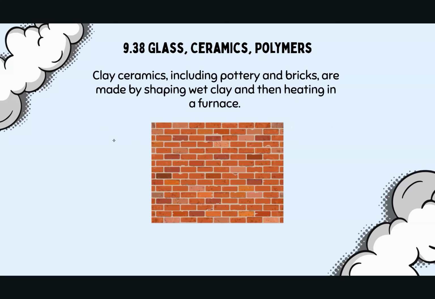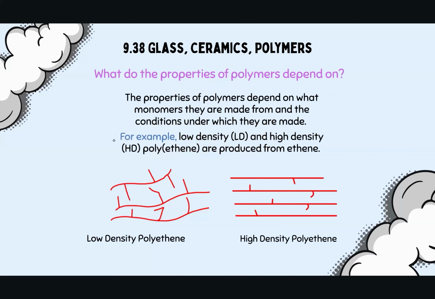Now, clay ceramics, including pottery and bricks, are made by shaping wet clay and heating them in a furnace. Now, we've got two examples here of different types of polymers. The properties of polymers depend on what monomers they're made from and the conditions in which they are made.